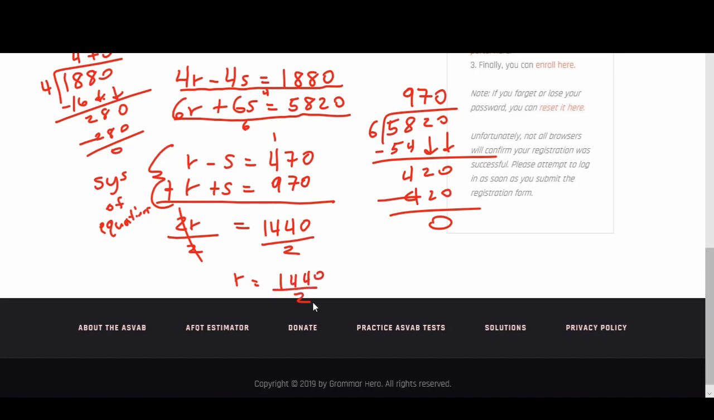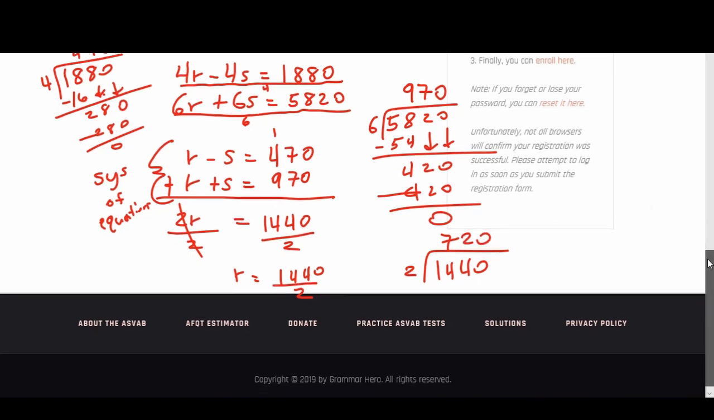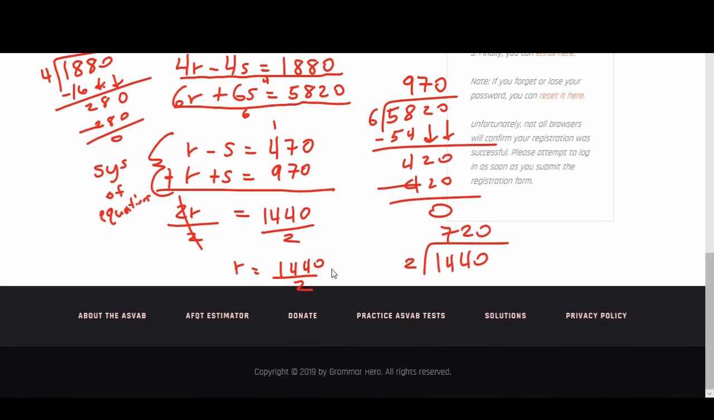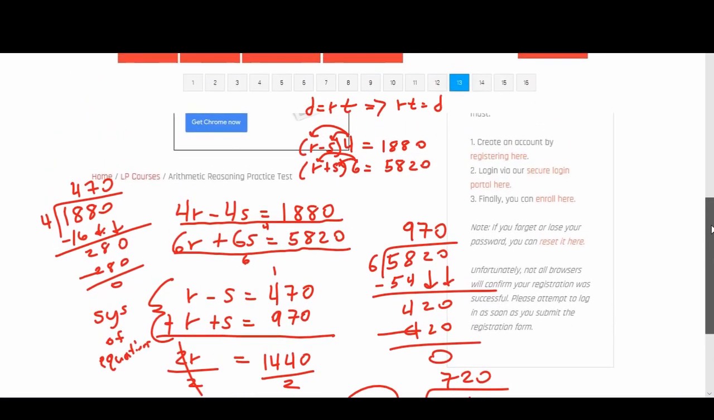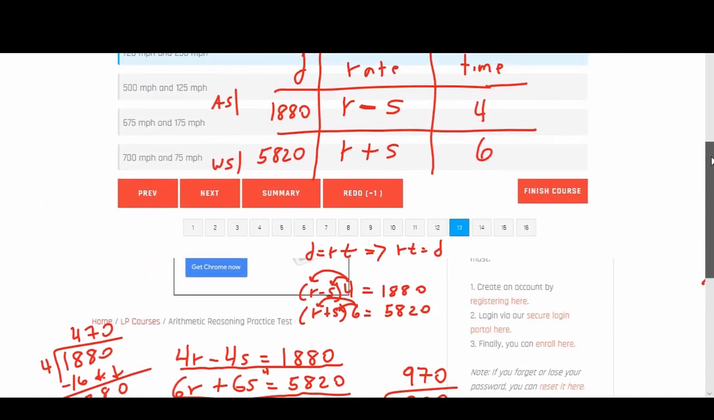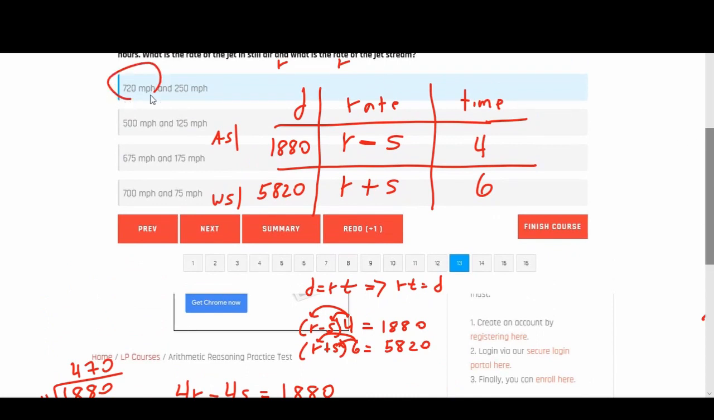1440 divided by 2. 1440 divided by 2 is: 2 goes into 14 7 times. 2 goes into 40 20 times. So we can see our rate is going to be 720 miles an hour. Let's take a look at our answer choices. So we know the rate of the plane in still air is 720 miles per hour, which is this one.